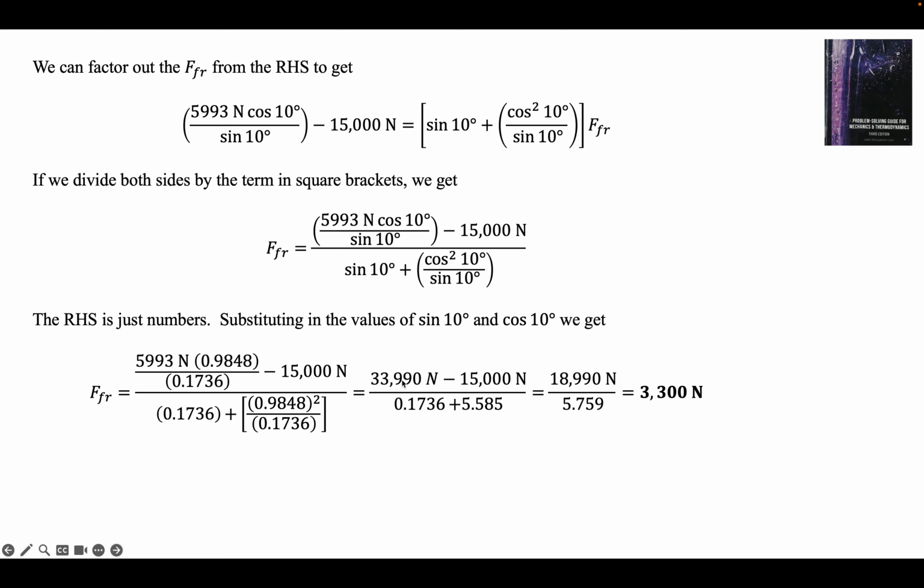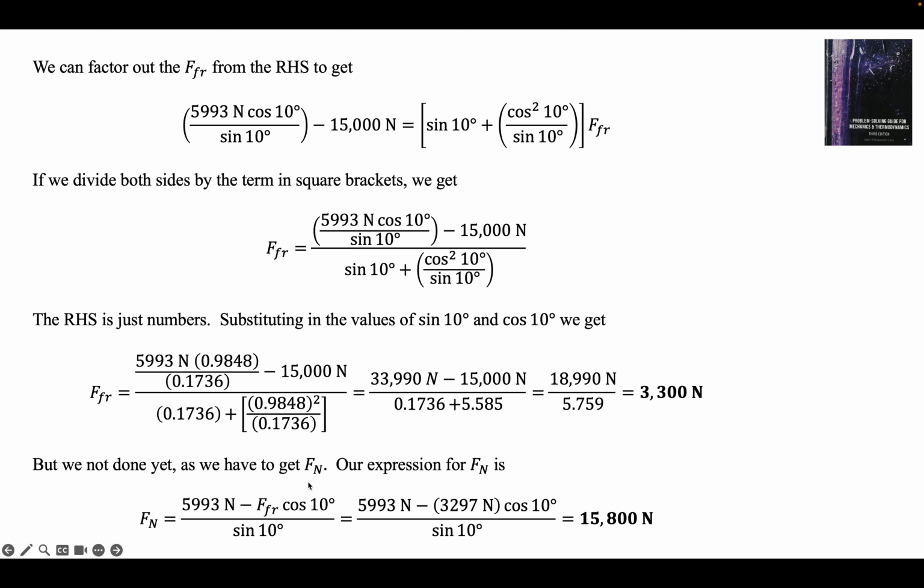Punch the numbers on the calculator. We get 33,990 minus 15,000, which is 18,990 newtons in the top. Punching the buttons here gives us 5.585 plus 0.1736. And that's 5.759. And that gives us a frictional force of 3,330 newtons, rounded to three significant digits. We have to get Fn, but we have an expression for Fn already from the top equation. And all we do is substitute in Fr, which we just got. And I didn't round off when I substituted in here. And that's 15,800 newtons. And that's the right answer.